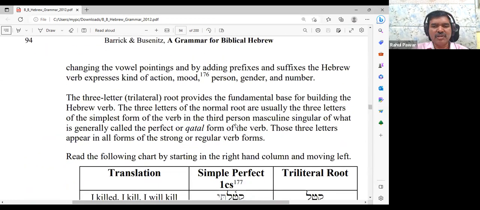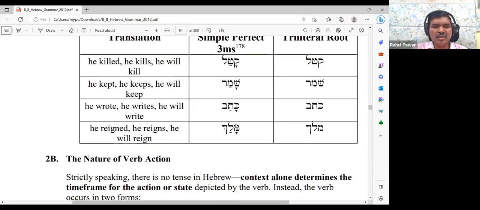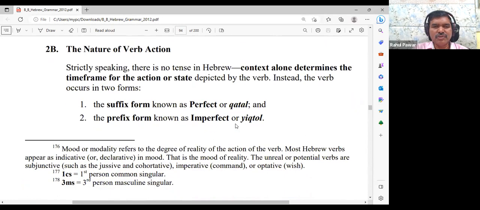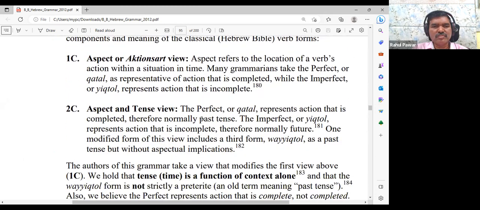So here I have already given you the trilateral root. Nature of the action, I already told you: suffix conjugation and prefix conjugation. The names are perfect or katal, and prefix is imperfect or iktal. Many grammarians take the perfect katal as representative of action that is completed, while imperfect iktal represents action that is incomplete.